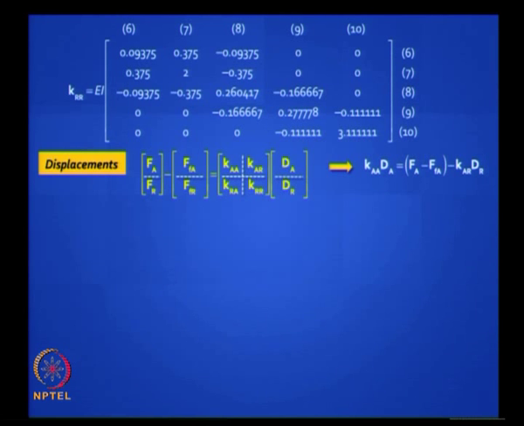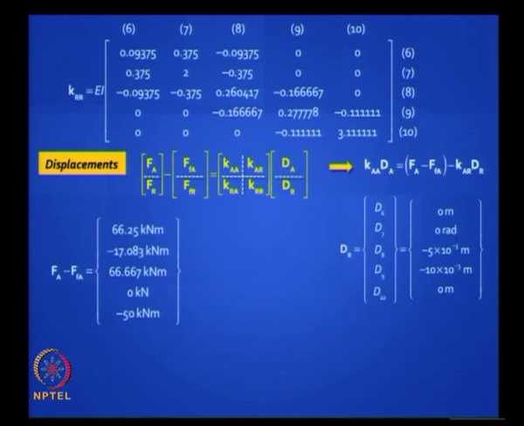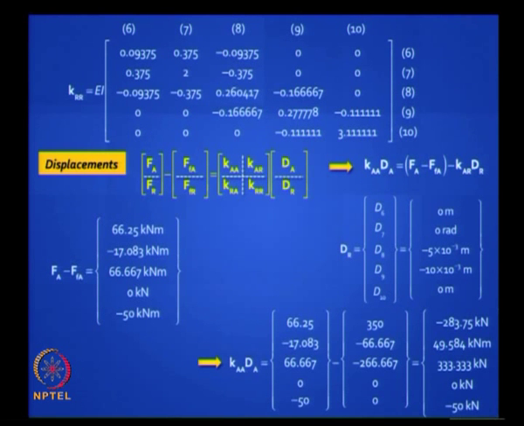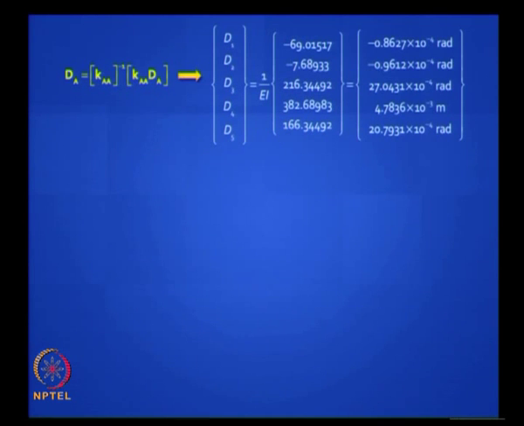It is convenient whenever you have dR to separate out KAR dR separately, plug in the values of FA minus FFA, which we have already computed, and dR, which we got at the input stage, support settlements, and then solve for KAA dA. After you get this, you pre-multiply this with K inverse and you have got your displacements, okay.